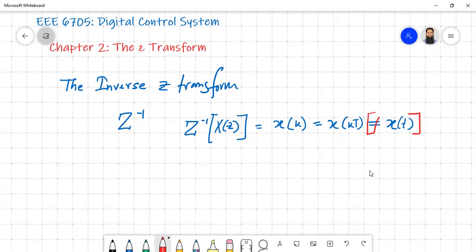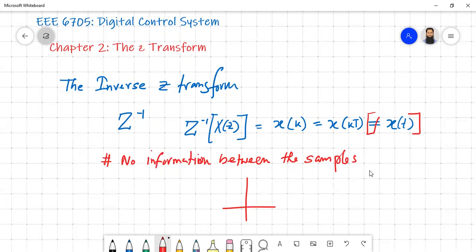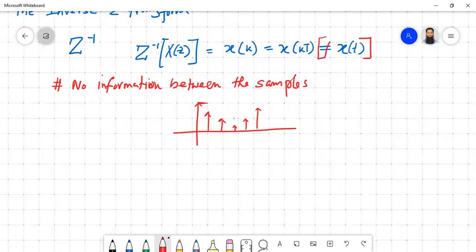One important thing to recall is that we only get information in samples, and we don't have any information between the samples. What does it mean? After conversion, if you have one signal, another signal, another signal, maybe zero, then again increasing, something like this. In between these two pulses, what is happening? It is not known. This is the first thing. Secondly, for different time signals, you can get the same sampled signal.